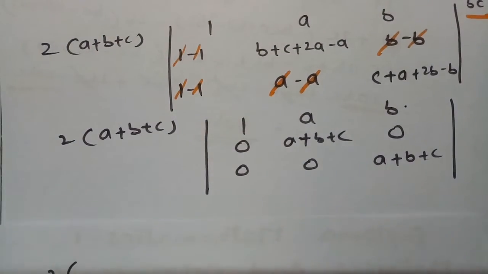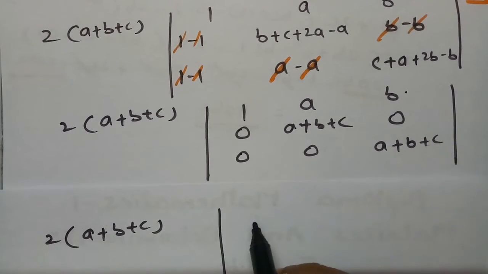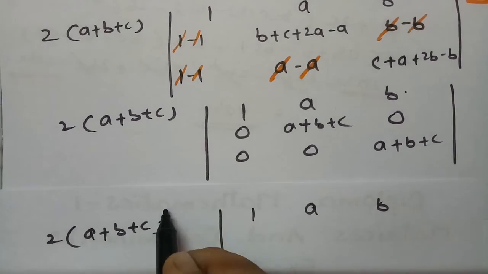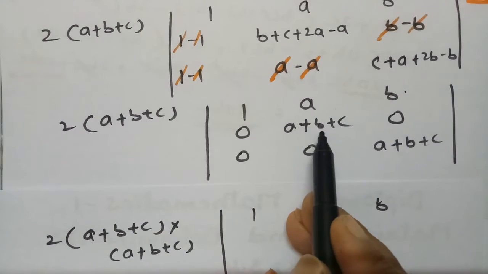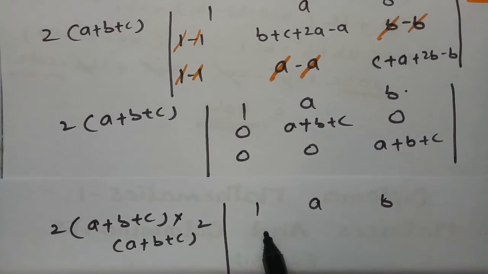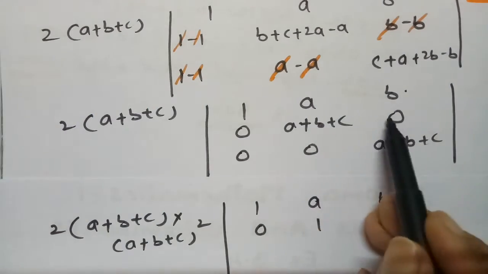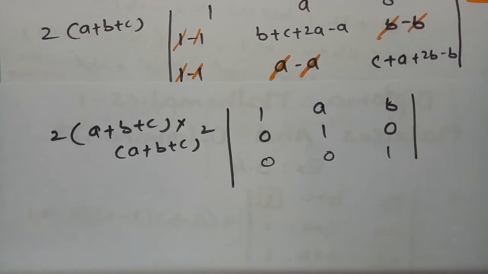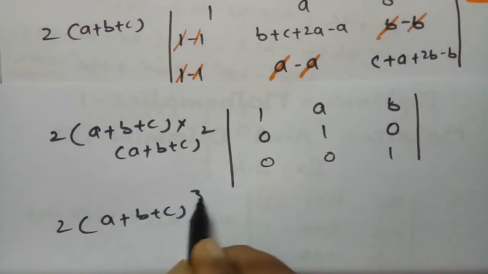Let's see. So this is 2 times of A plus B plus C, and this is 1, A, B. If I take A plus B plus C common from row 2 and row 3, so this will be squared, 1, A, B. This is 0, 1, 0. From row 2 I have taken common, and row 3 also, this is 0, 0, 1. And now C squared into power 1. So this will be 2 times of A plus B plus C whole cube.